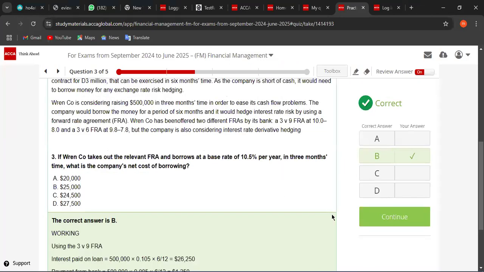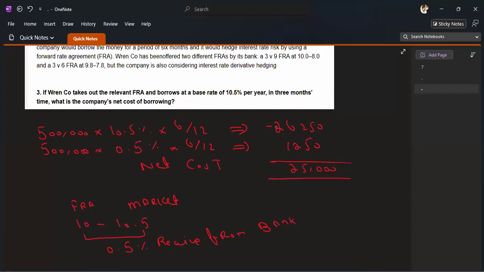Understand everyone? Any issue, guys? No. See, you are saying net cost 1,250. No, the net cost is not 1,250. Net cost is this one. The actual cost and the benefit which you are having, you will net off both of these. Then you are getting this net cost. Okay.